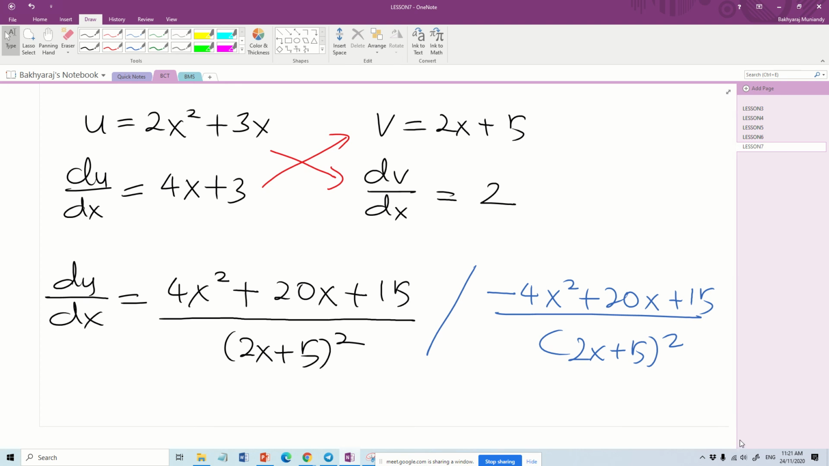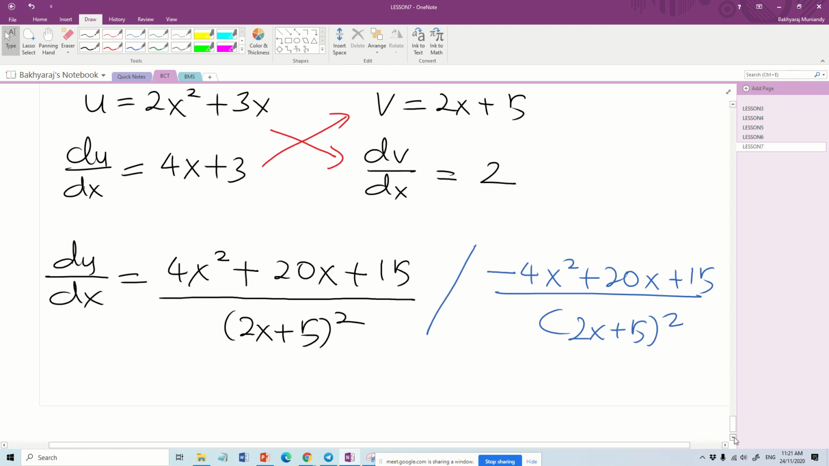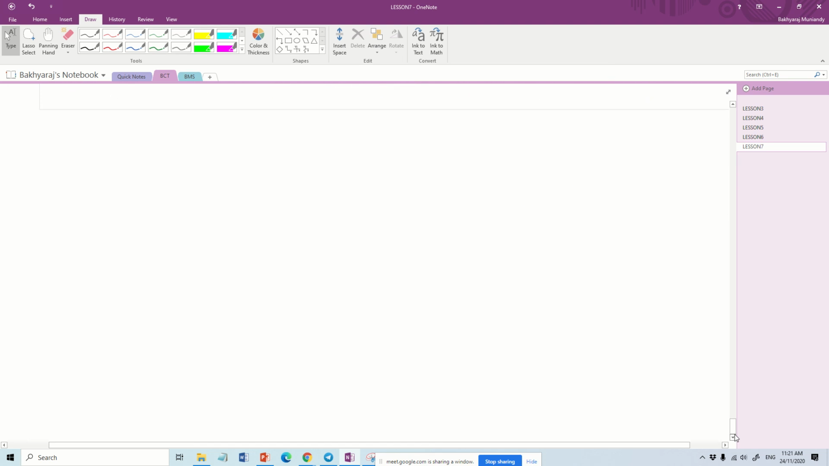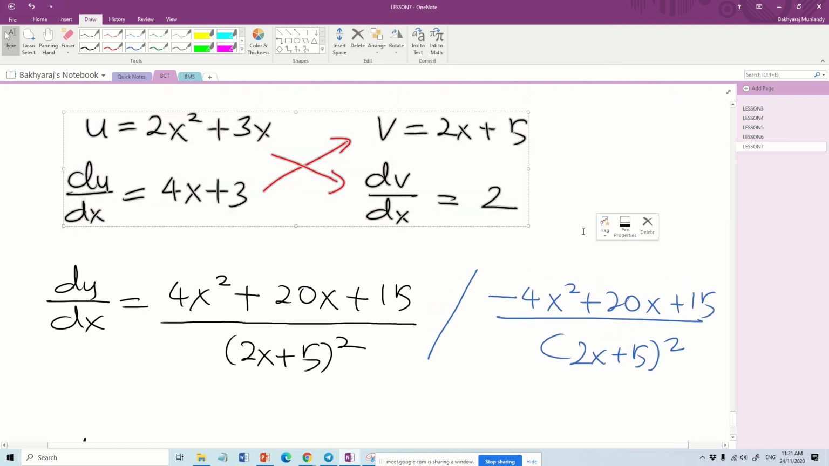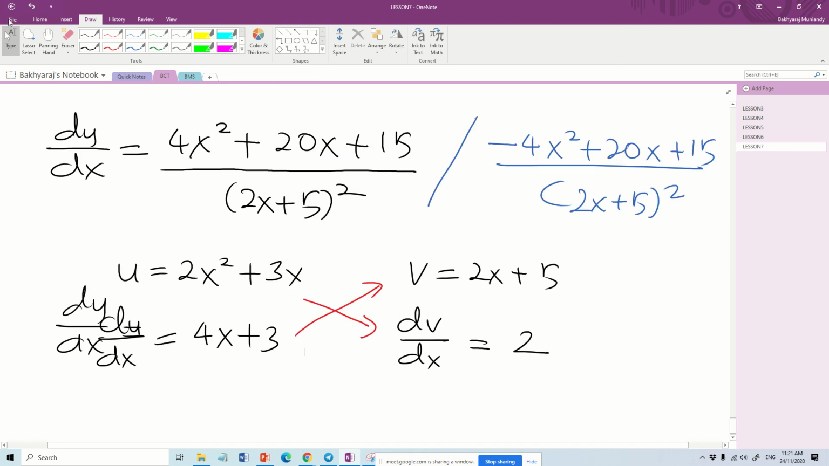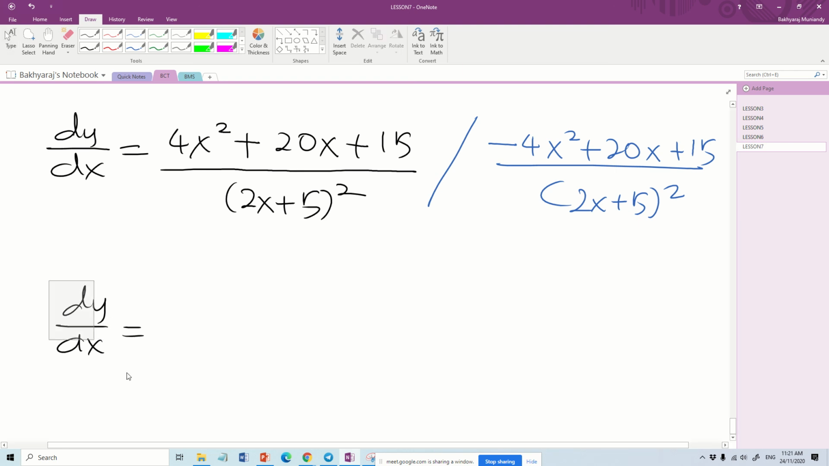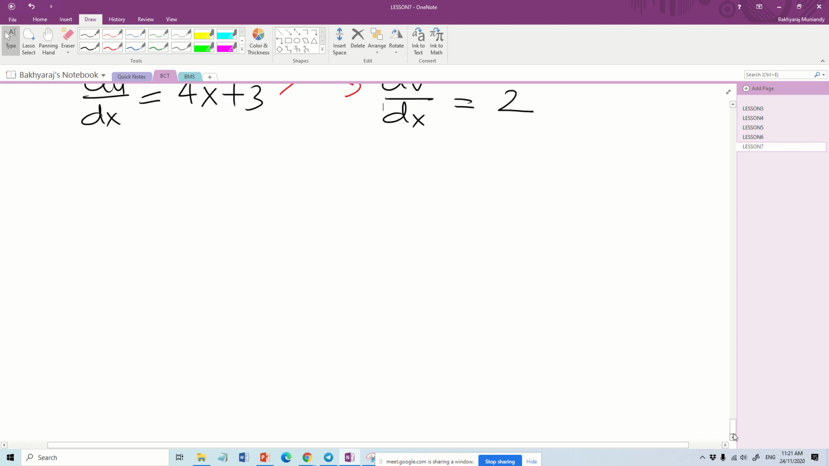Okay, so first I do cross multiplication here. Okay, so dy dx will be equal. Okay, kejap. Here. Okay, letak balik bawah, nanti kita tengok jawapan.